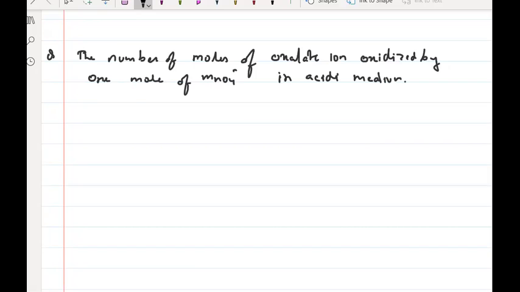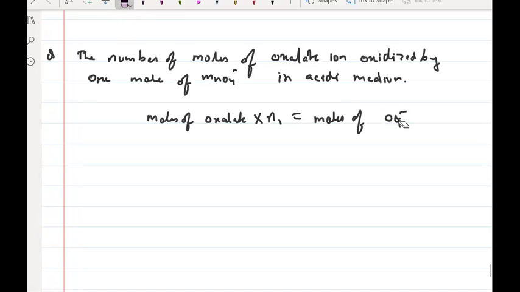Tell me, everyone. So now you can just write the main statement, which is the number of moles of oxalate into the valency factor of oxalate is equal to the moles of permanganate into its valency factor. Can you write this directly?